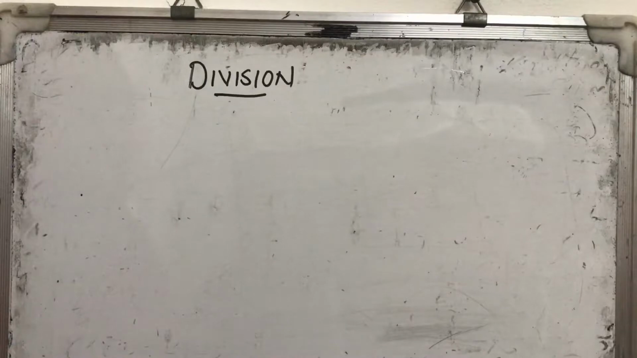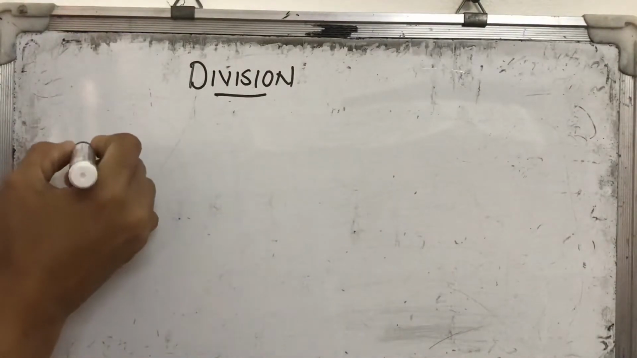Today we will discuss division. First, we already learned how to divide a two-digit or three-digit number by a one-digit number. That we already learned in third standard. Now today we will discuss one special case of division, when we divide a number by 10, 100, 1000 like that.